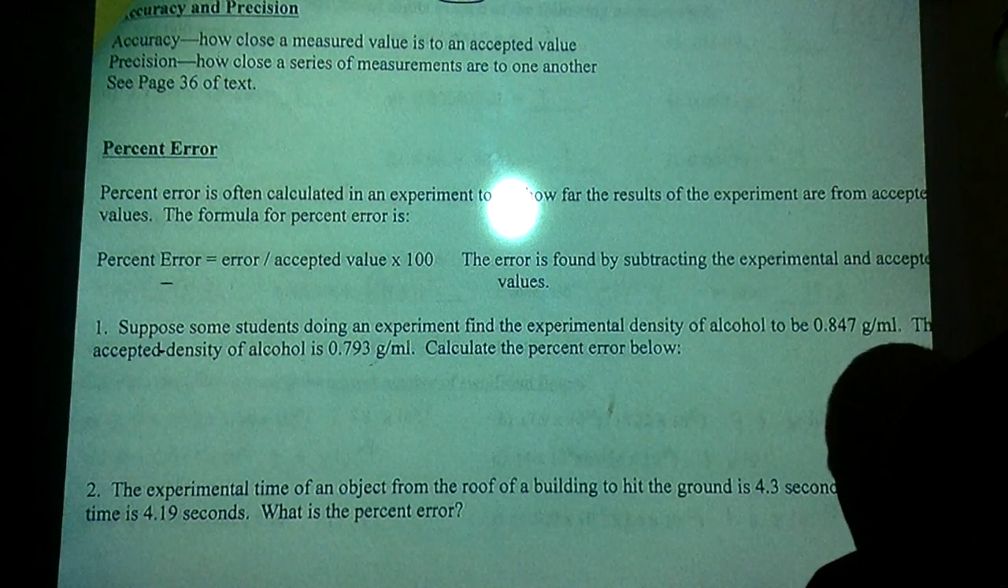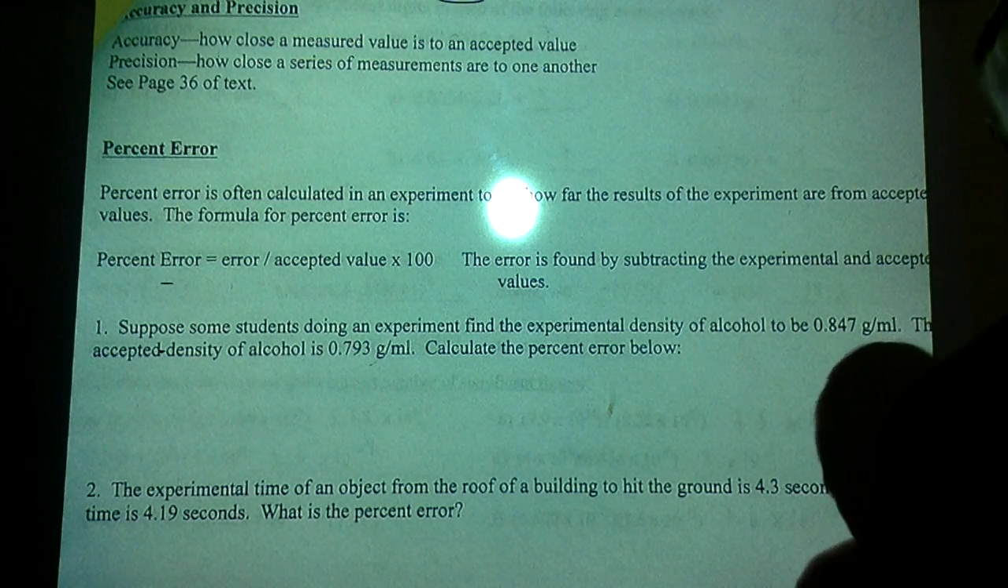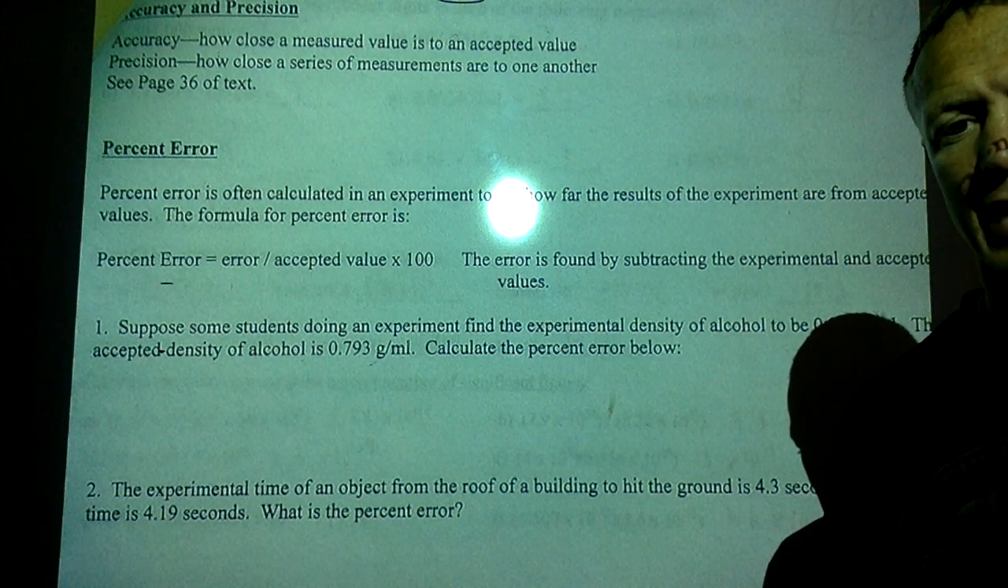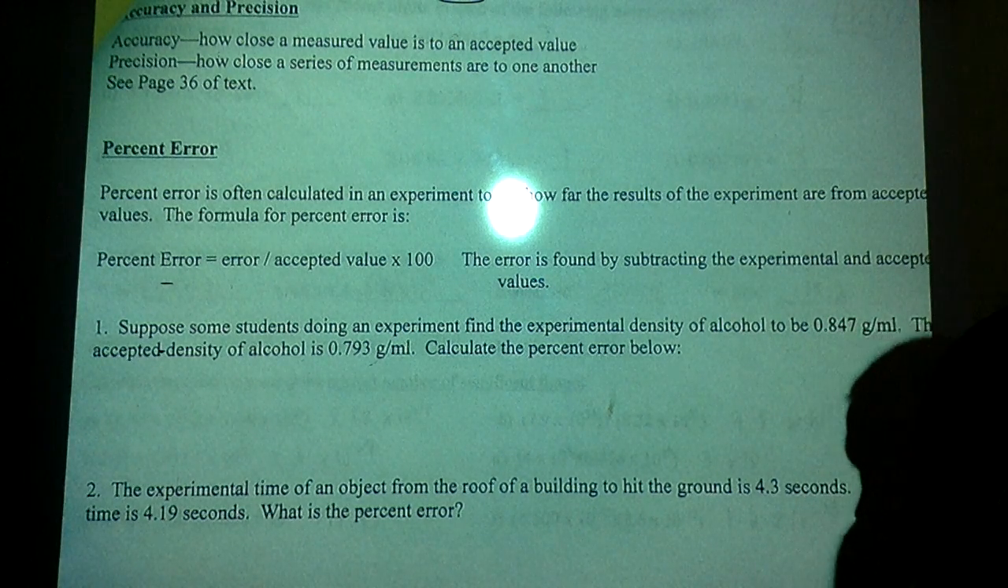This video is on accuracy and precision briefly, and there'll be a couple of percent error questions, which is something you'll have to figure out several times throughout the year on different lab activities. But first thing, accuracy and precision.